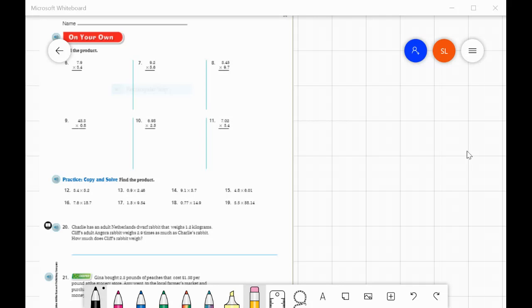All right. So the first problem says 7.9 times 3.4. Now, if we round those numbers, 7.9 would round to an 8, and 3.4 would round to about a 3. And 8 times 3 is 24. So a reasonable answer is going to be somewhere around 24. Okay?